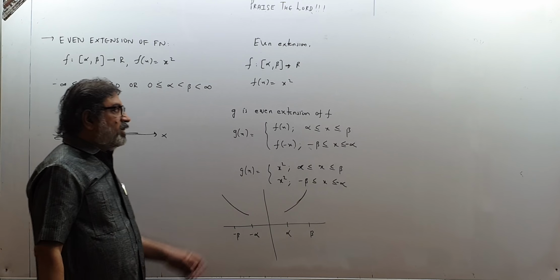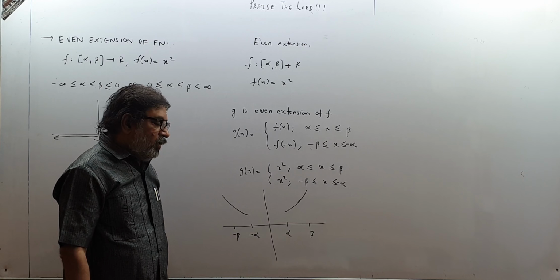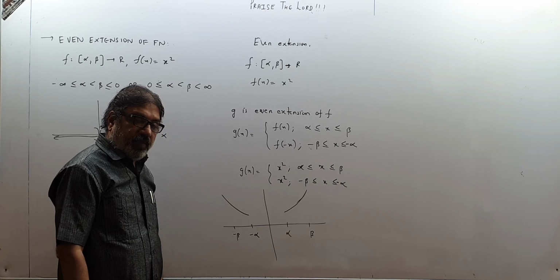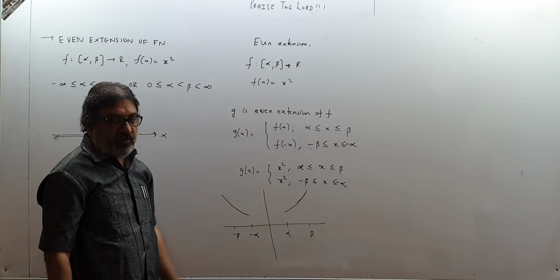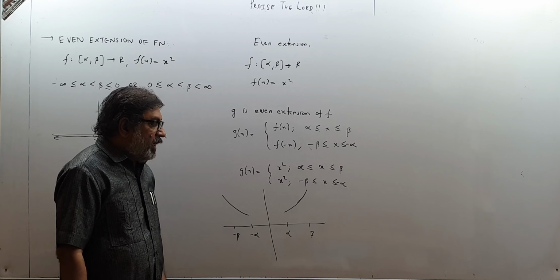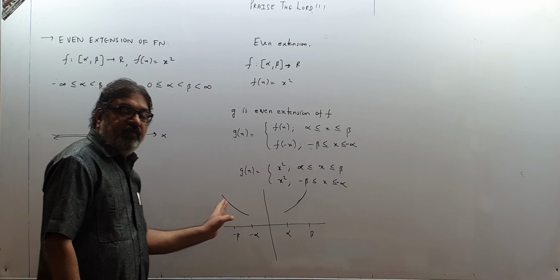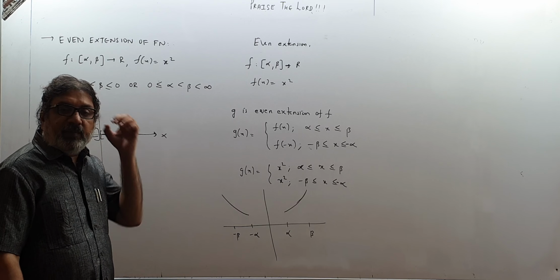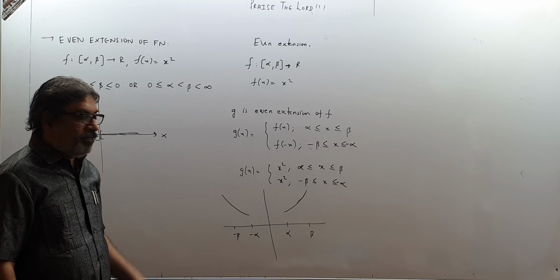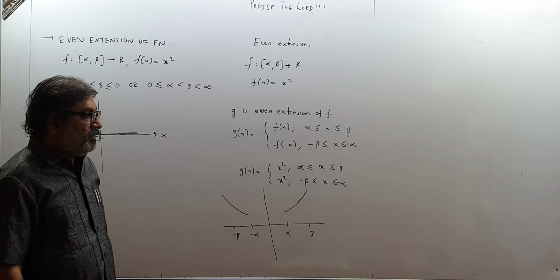So now we have extended the domain. f was only defined from alpha to beta. Now we extended the domain, alpha to beta and minus beta to minus alpha also we have taken. Therefore it is called even extension. To have even extension, what have we done? Whatever graph was there, we have taken reflection about the y-axis, because that happens in the case of an even function. So this is the way we get even extension of a function.